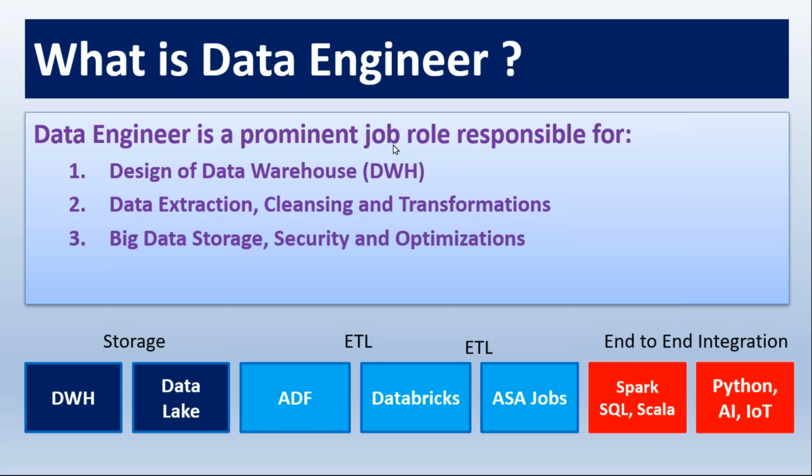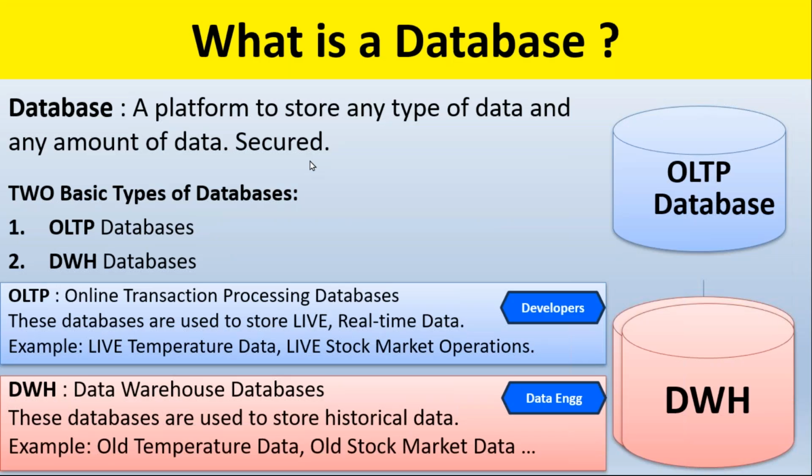Before we proceed, what is this warehouse actually? To understand warehouse, we need to start with database, a platform to store any type of data, any amount of data, fully secured, carefully organized, in a meaningful way. There are two basic types of databases. Number one, OLTP, online transaction processing database, to store live real-time data, enterprise databases, live temperature, live stock market activities, live online reservations. These are all OLTP databases.